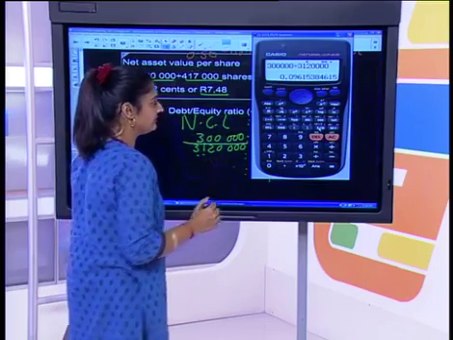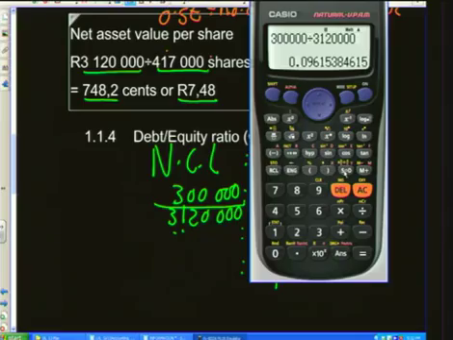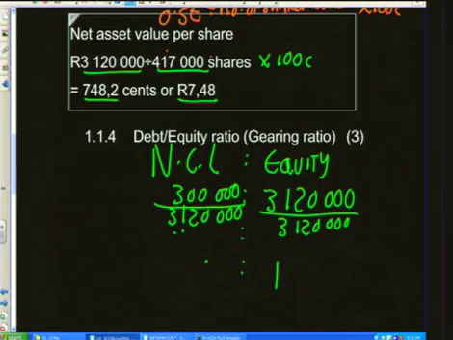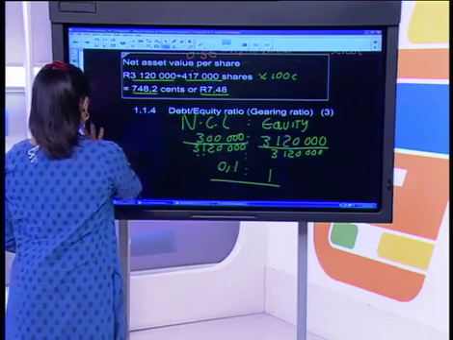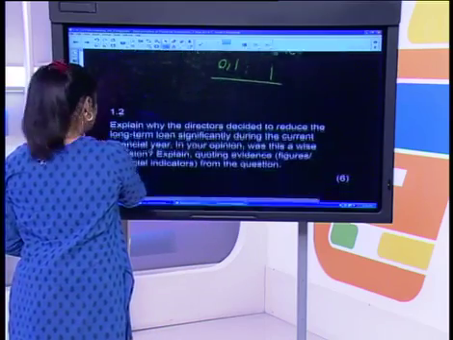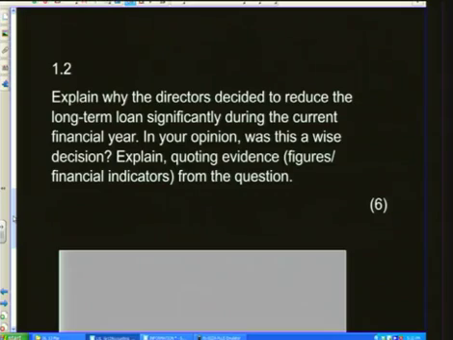So guys, all I've done is I've taken my 300,000 divided by 3,120,000 to get 0,1, which if I round up is 0,1 is to 1. So let's just fill that in. 0,1 is to 1 is my debt equity ratio for this financial year. Right, let's now move on to the next part of the question.